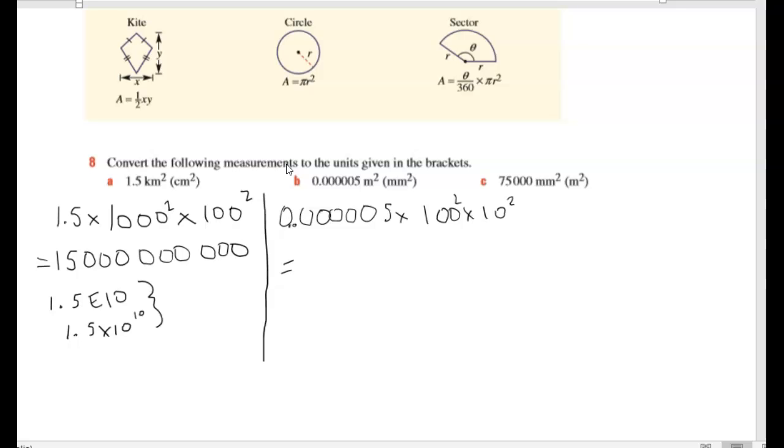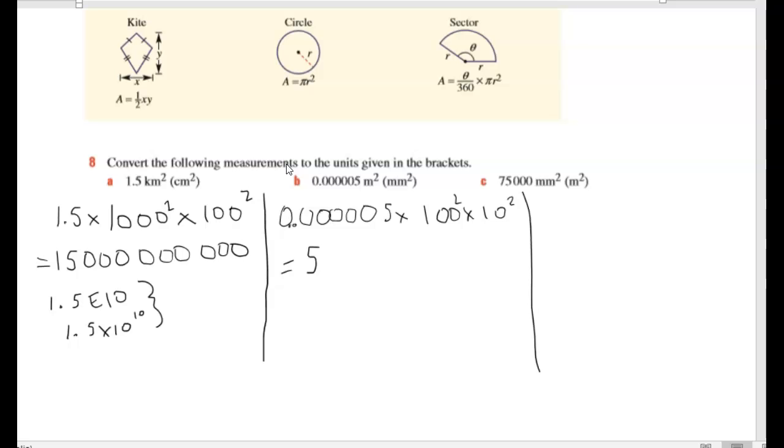With your 100, that's because there's 100 centimeters in a meter, and 10 is because there's 10 millimeters in a centimeter. So if you're wondering where those numbers have come from, that is where. Now I'm just going to quickly do it on my calculator. 0.00001 times 100 squared times 10 squared. And we get the number 5.